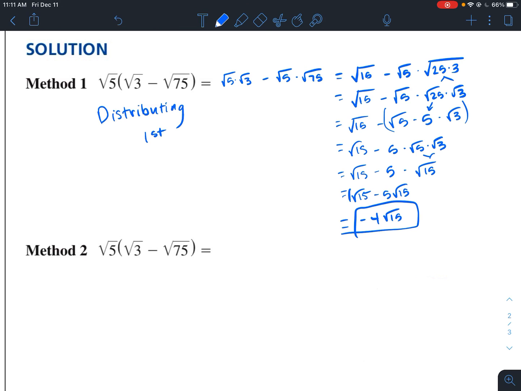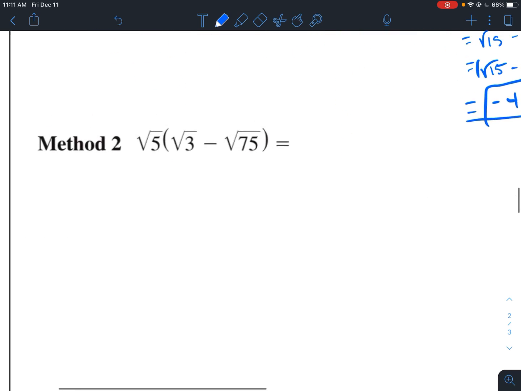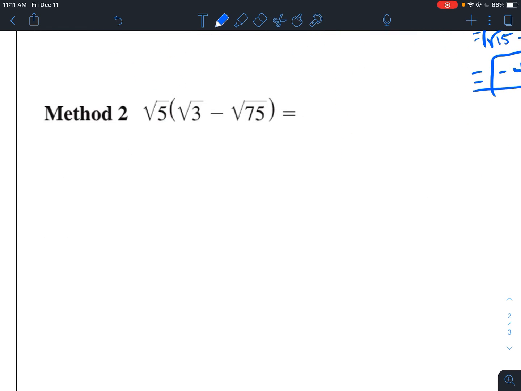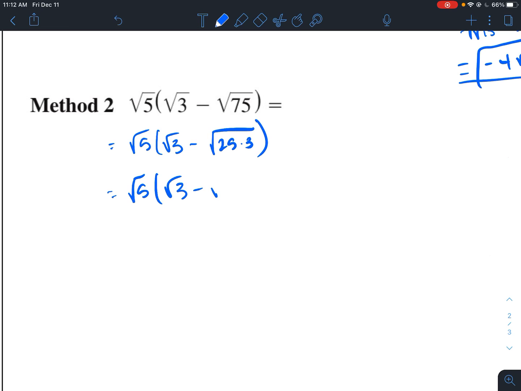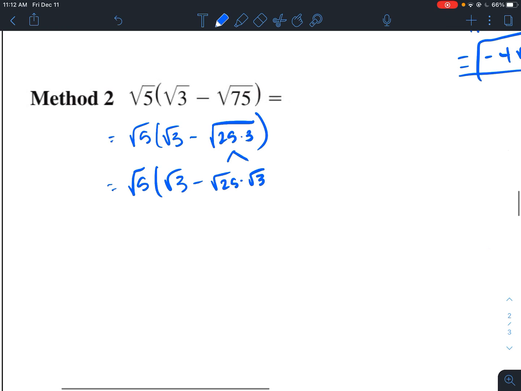Now, for the second method, what I'm going to do is simplify first. So I'm going to simplify the square root of 75 first. So I have the square root of 5 times the square root of 3 minus the square root of 25 times 3. So this is equal to the square root of 5 times the square root of 3 minus the square root of 25 times the square root of 3. That's by the product property. I can split those up.